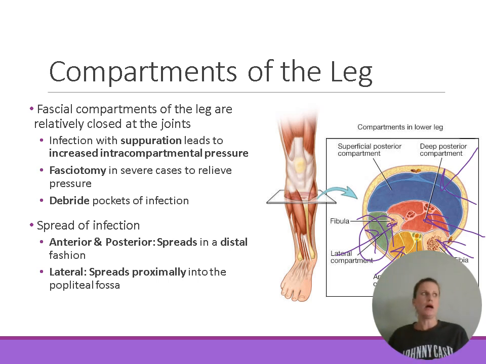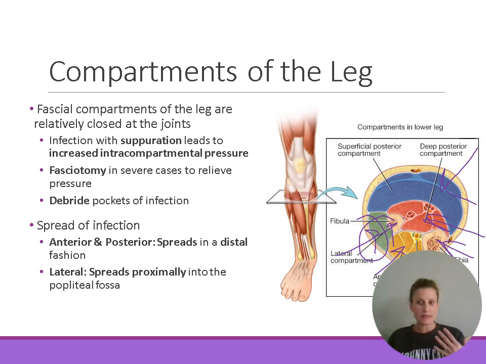Remember, what we're talking about here is muscles that are contained in inelastic fascial sheets, fascial coverings. Because these are relatively closed at the ends, it does limit the spread of infection from one area to another. Infection with suppuration, like pus formation, can lead to increased intracompartmental pressure because the pus has nowhere to go. And remember, the deep fascia and the septa are non-elastic, so they don't stretch. So if pus starts to accumulate in that fascial compartment, there's nowhere for that extra fluid to go, and it starts to create too much pressure.